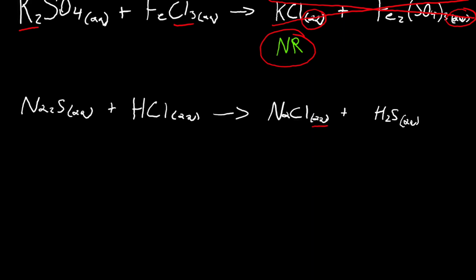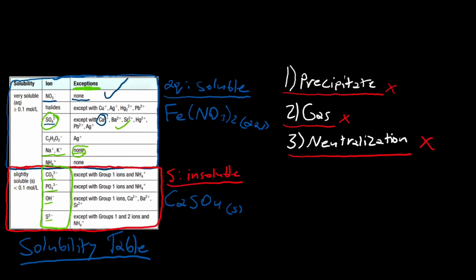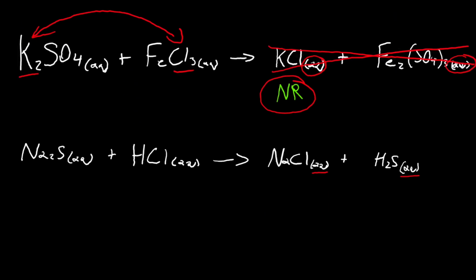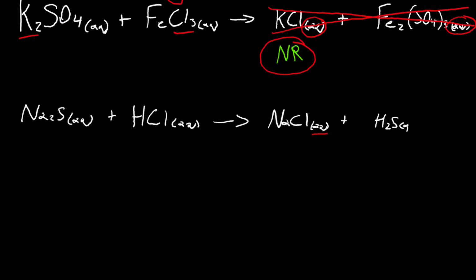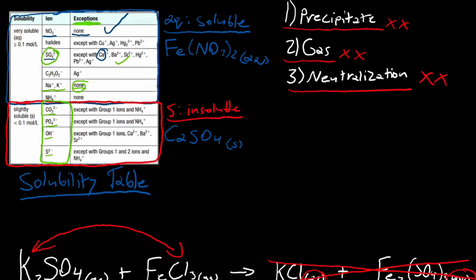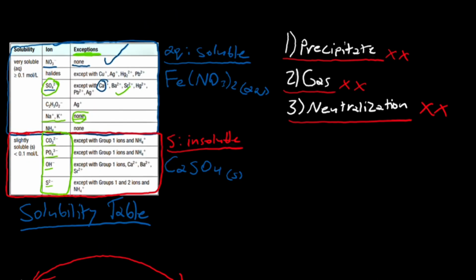That would make both of the products aqueous, showing that no gas has been produced, no precipitate has been produced, and there was not a neutralization reaction. So it's hydrogen sulfide gas. Now to balance this, there are two sodiums on the left, so we can put a 2 in front of the sodium chloride, but now there are 2 chlorines and 2 hydrogens on the right, and only one of each on the left, so we can put a 2 here to make it all balanced, making this a double displacement reaction producing a gas.